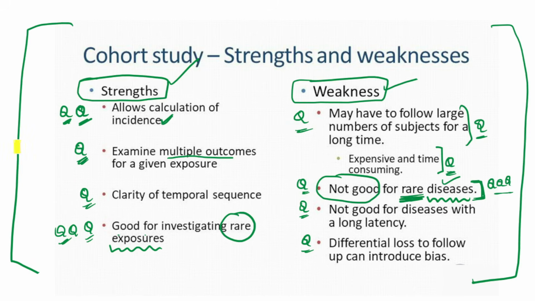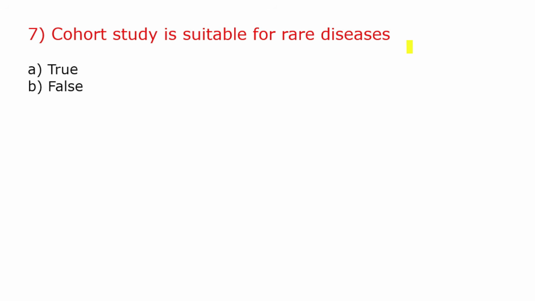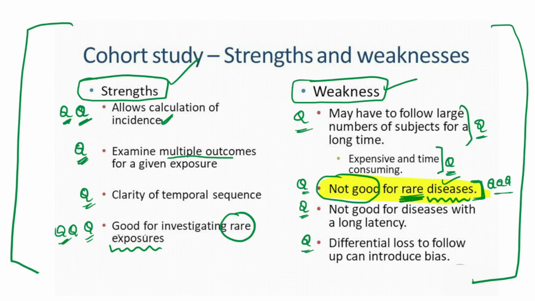Now see this discussion regarding the cohort study strengths and weaknesses. We have already spoken that the weakness of the cohort study is that it is not good for rare diseases. Please remember this point. In our question, they have mentioned that cohort study is suitable for rare diseases. So therefore, we have taken that it is a false statement. Cohort study is good for rare exposures.